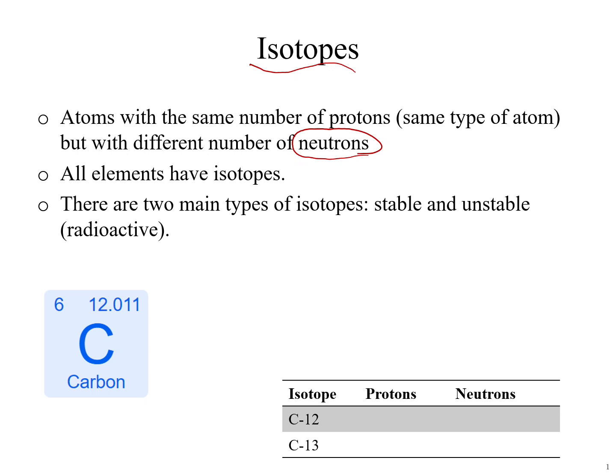Every element that is listed on the periodic table will have isotopes. There are mainly two types of isotopes. Isotopes that are stable, in which the ratio between the protons and the neutrons is not too far from what is listed on the periodic table. And then we also have isotopes that are unstable, and those types of isotopes are classified as radioactive.